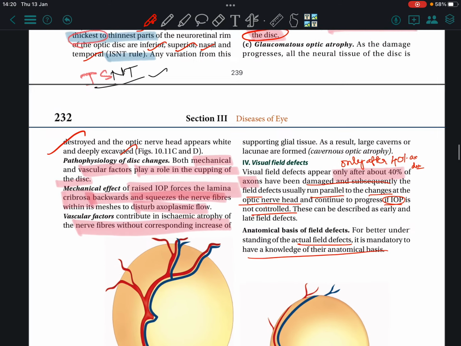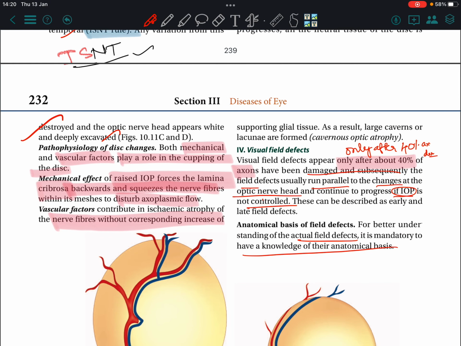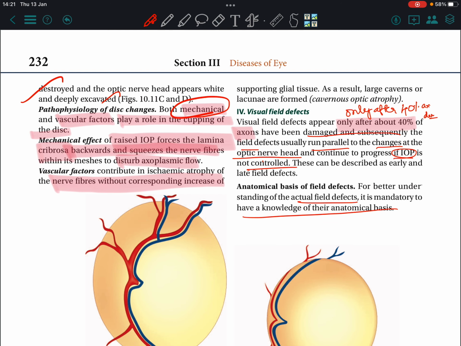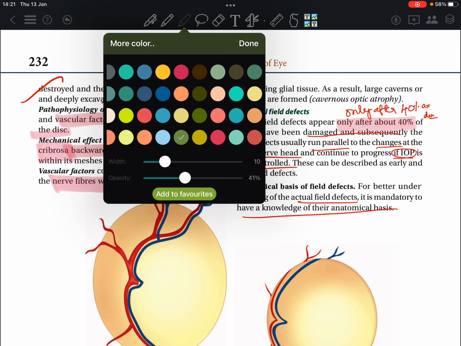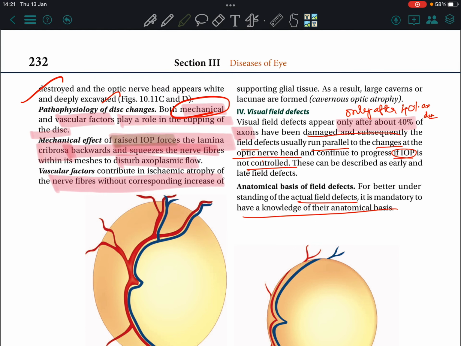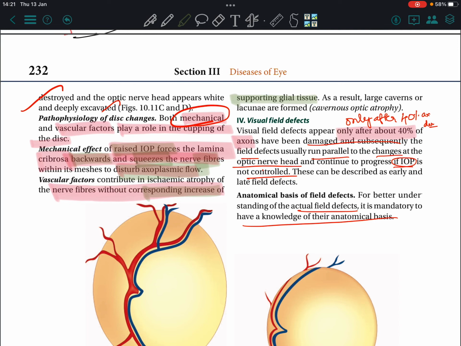See the diagram. For the pathology of disc changes, both mechanical and vascular factors play an important role in cupping of the disc. Mechanical effect: rise of IOP forces the lamina cribrosa backwards and squeezes the nerve fibers within its meshes to destroy axoplasmic flow. Vascular factors contribute to ischemic atrophy of the nerve fibers without corresponding increase of supporting glial tissue. As a result, large caverns or lacunae are formed, cavernous optic atrophy.